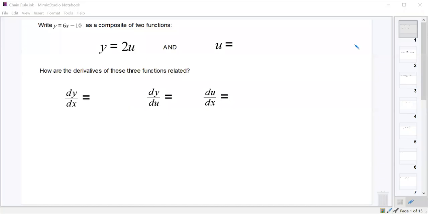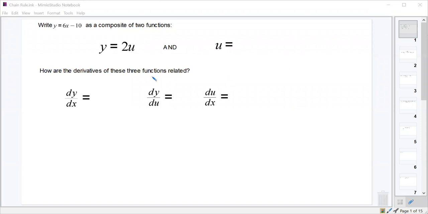We're going to talk about something called the chain rule today, and the chain rule is going to help us to be able to take derivatives of a lot of other functions that we wouldn't have been able to previously. And so before we learn what the chain rule is, we're going to do this very simple little exercise here.